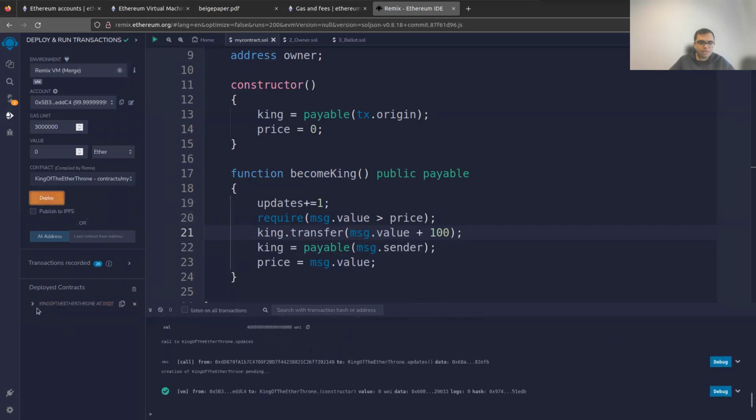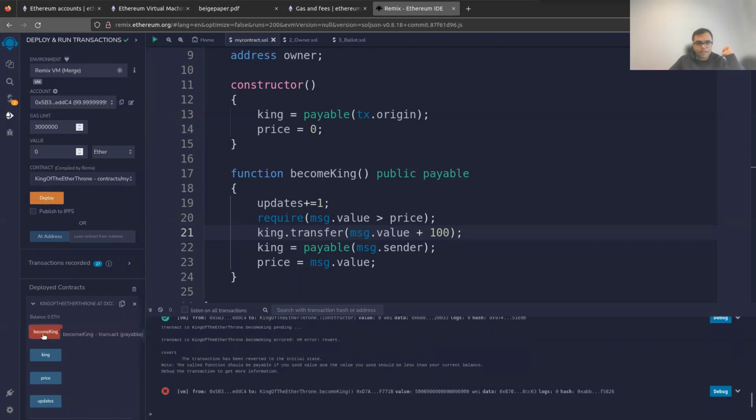So I deploy it. Let's say I want to become king by paying 5 Ether. So look at the balance here, it's 99 something. So when I click on become king, I'm sending 5 Ether to this contract. And as you see, my balance did not change.